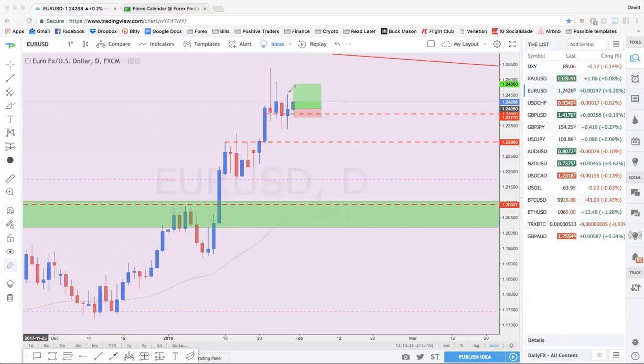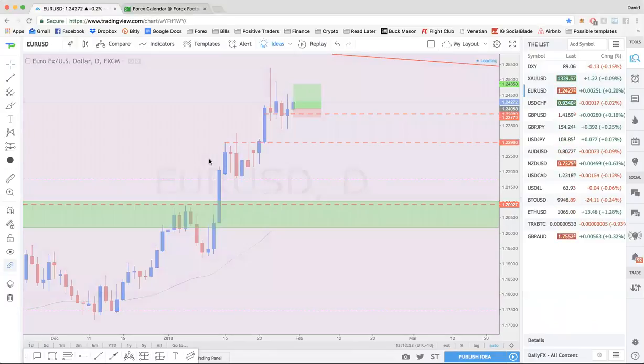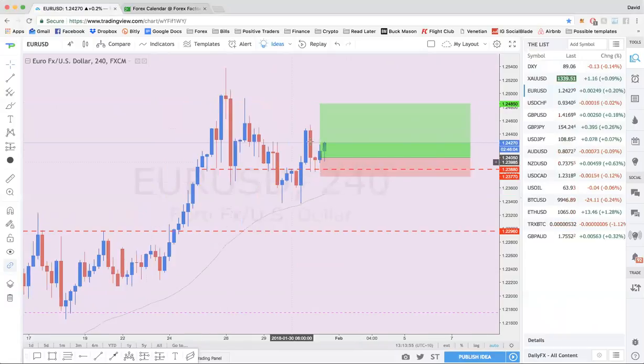And for me, what kind of sealed the deal was seeing this daily candle once again. If we would have seen another bearish day, if we would have seen a big red candle, then absolutely I would probably be looking for sells on this pair right now. But the fact that we're still finding support in this area, these demand levels in this area are holding, right?